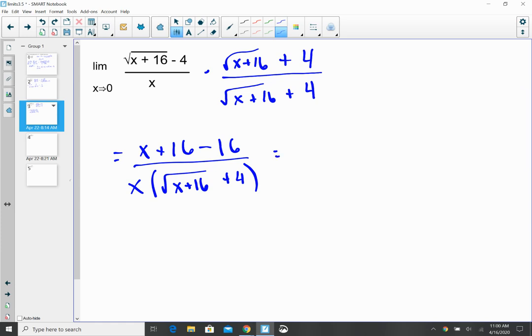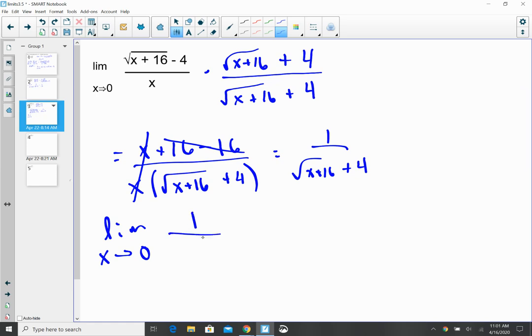Okay, so now before you go any further, try to cross off and knock off what you can. So first thing is, if you're doing this correctly, the 16 should cross off before the x's. And then you're looking at 1 over square root of x plus 16 plus 4. Now let's take the limit of that. Notice I'm writing the limit here. I write it until I do it. It's an operation. I think you get 1/8 from all this.